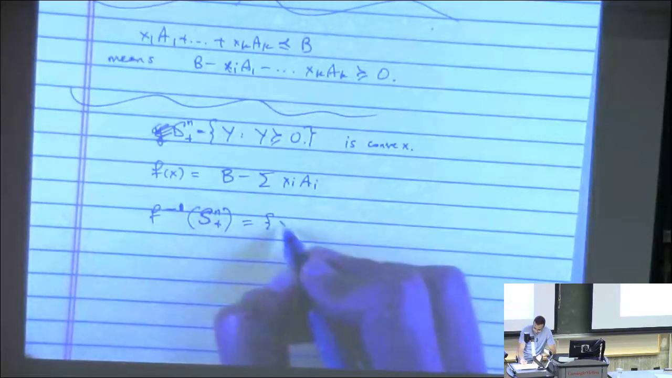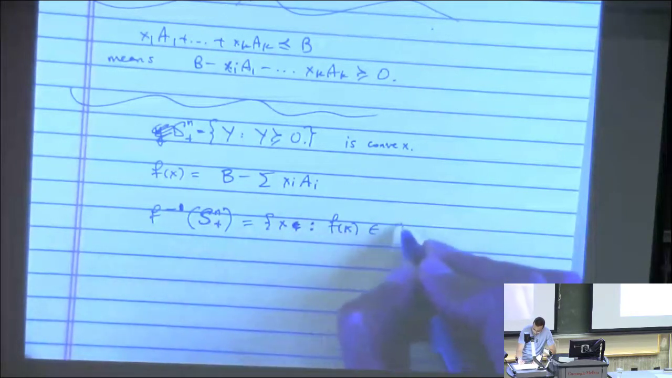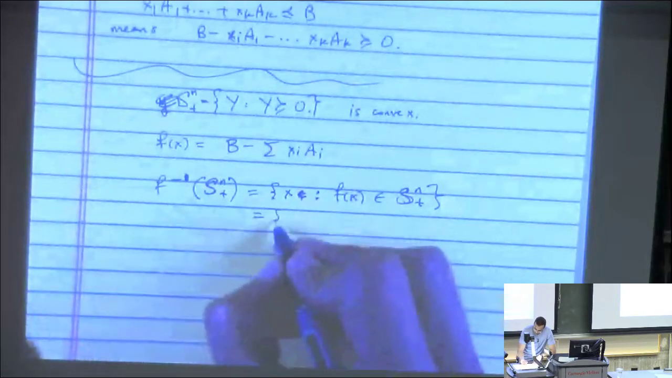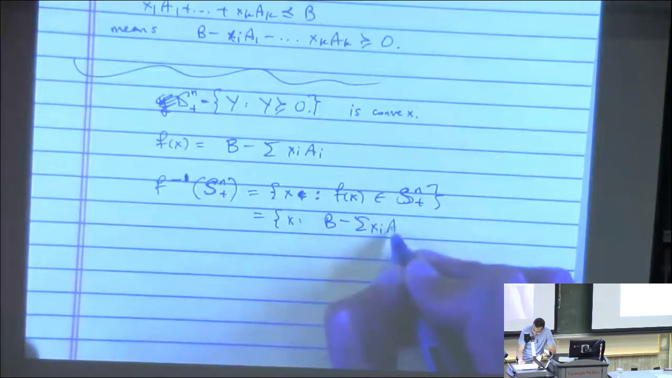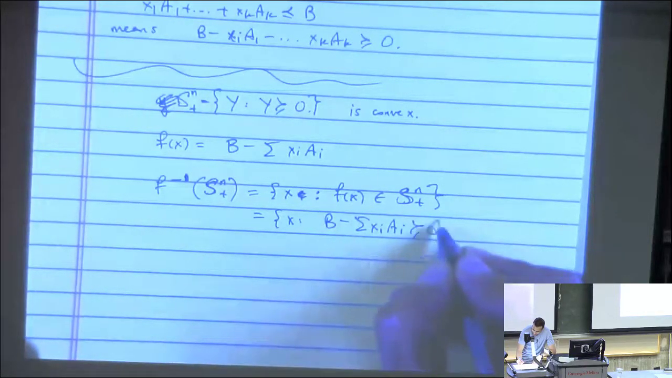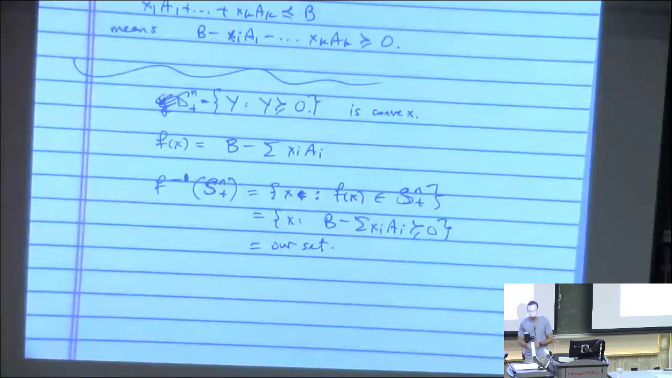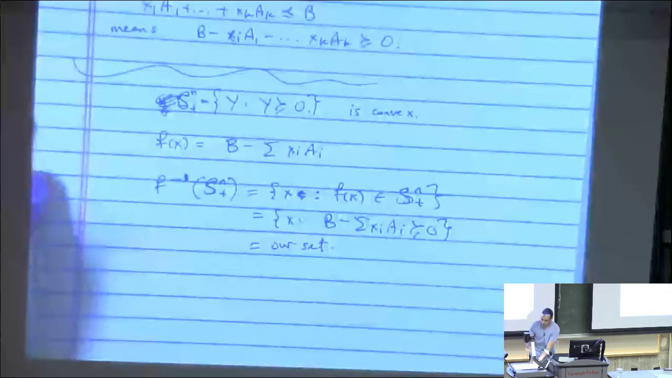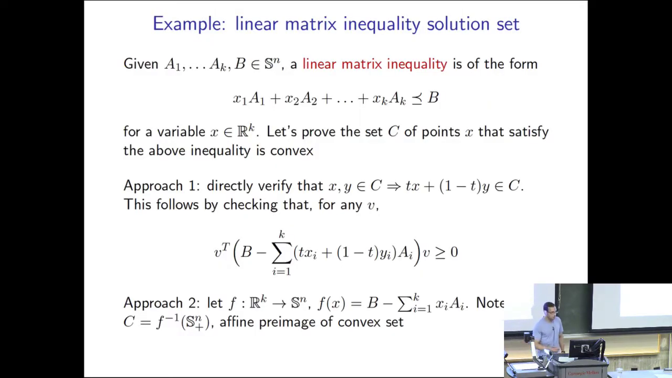It's the set of all x such that f of x is in the PSD cone. Right, which means the set of all x such that B minus the sum of xi Ai is PSD. That's our set. So it's just a preimage of the PSD cone under a linear map. Therefore, it's convex. So that's an example of how we might save ourselves from having to do something from the definition, which maybe not in this case, but in many cases would require more work.